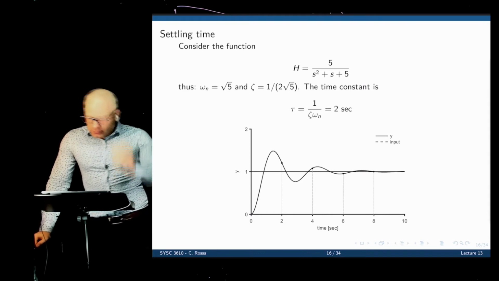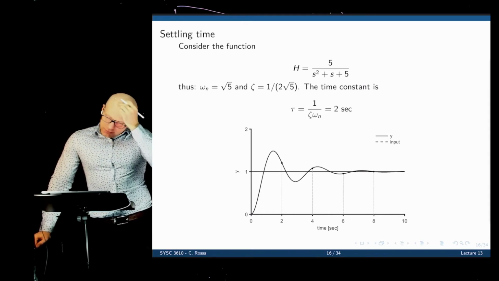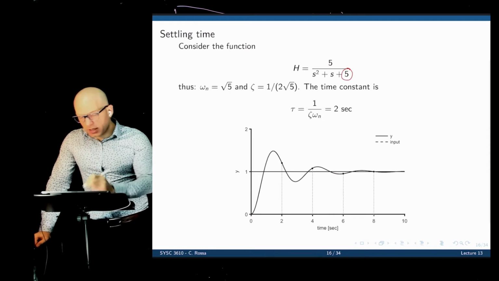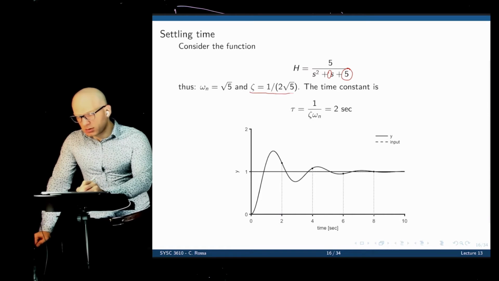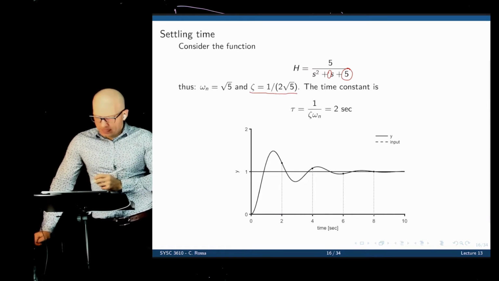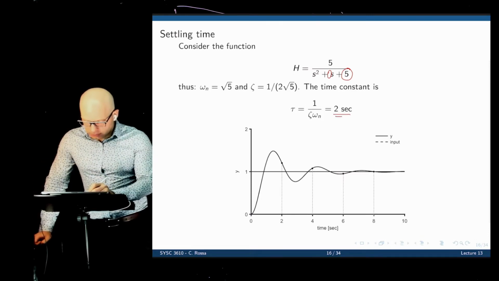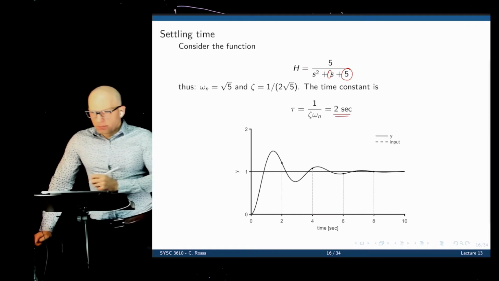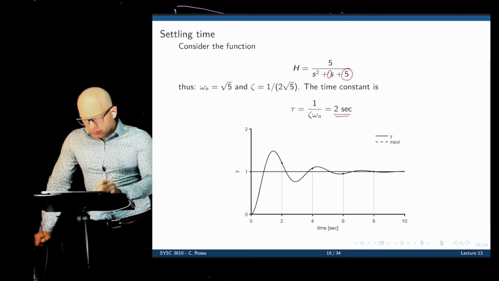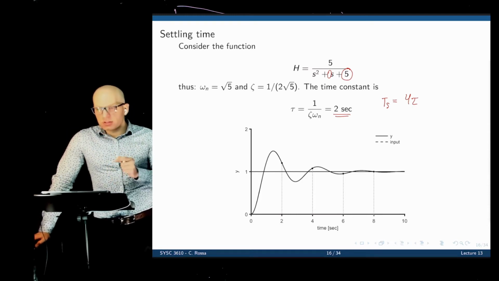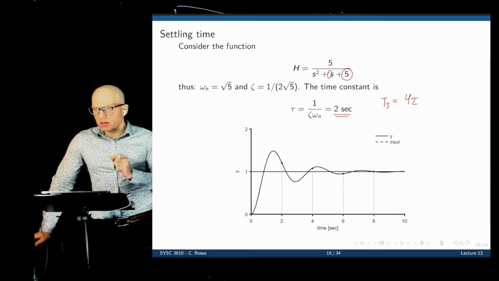Let me give you an example here. We have this transfer function 5 over s squared plus s plus 5. Here from the second order standard form, we can say that omega n is square root of 5 and 2 zeta omega n equals 1. So zeta is 1 over 2 square root of 5. Using this, we can calculate the time constant, and the time constant turns out to be 4 seconds. We saw that the settling time is supposed to be 4 times the time constant, which means that within 8 seconds, the system must reach 2% of its final value.